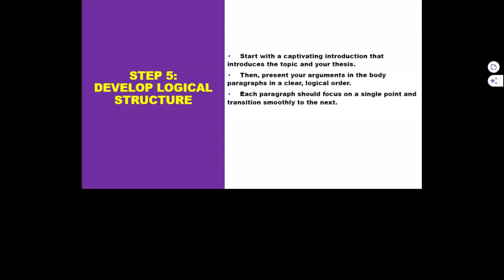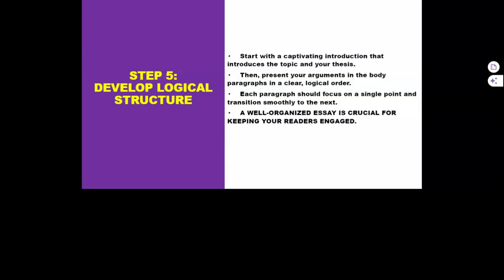You begin with the introduction, which is the first paragraph, and then you organize your arguments, the key points, in various paragraphs within the body of the essay. And don't forget that each paragraph should focus on a single point and then transition smoothly to the next until you get to the last paragraph, where you summarize your arguments, okay, and re-emphasize your thesis.